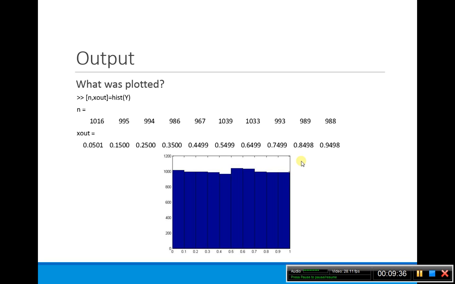Okay, so what was actually plotted when we did this? To see what was plotted, we could have used this command, nx out. This n gives us how many are in each bin, and this x out is where our bins are centered. Where are our bins located? So this first one, our bin is located at 0.0501. The second one's centered at 0.15 here. So here we have 10 bins, equally spaced.